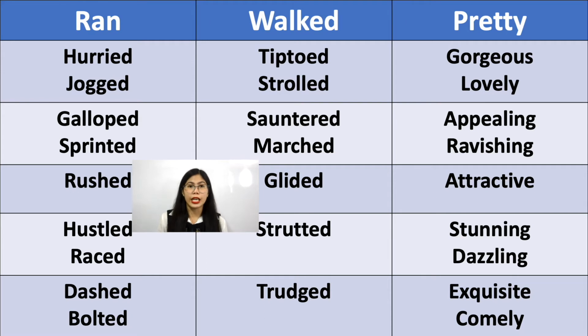And instead of only writing walk, you can also use tiptoed, strolled, sauntered, marched, glided, strutted, trudged. And of course, if you want to say something or someone pretty, you can also write gorgeous, lovely, appealing, ravishing, attractive, stunning, dazzling, exquisite, and comely.